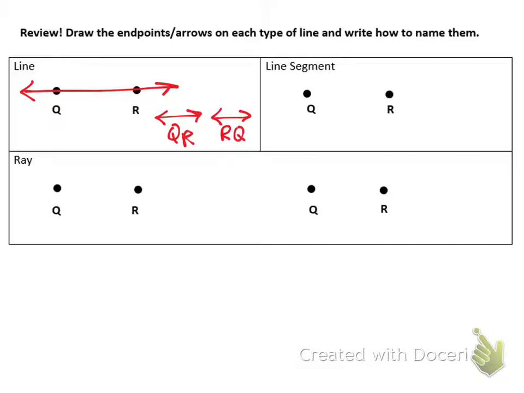All right, the next one's a segment, so what are we going to do there? Just connect the dots, yep. Some people try to extend past. Don't. Just right between them. When you name it, just straight line above, and then what do we put? QR, or we can put RQ.